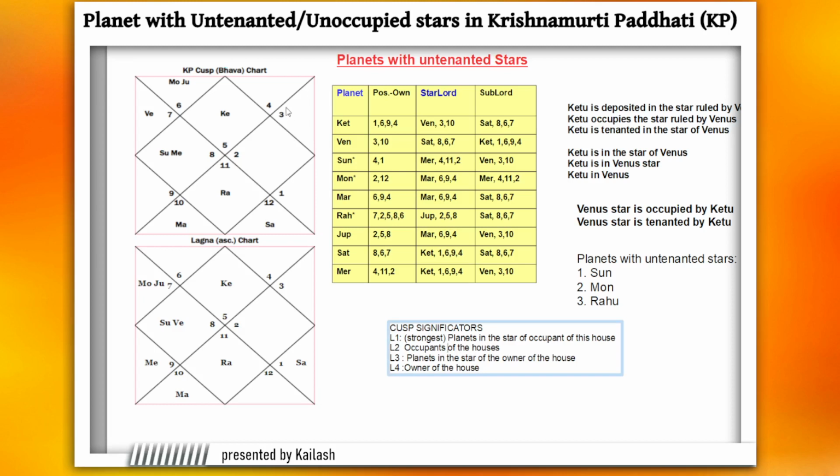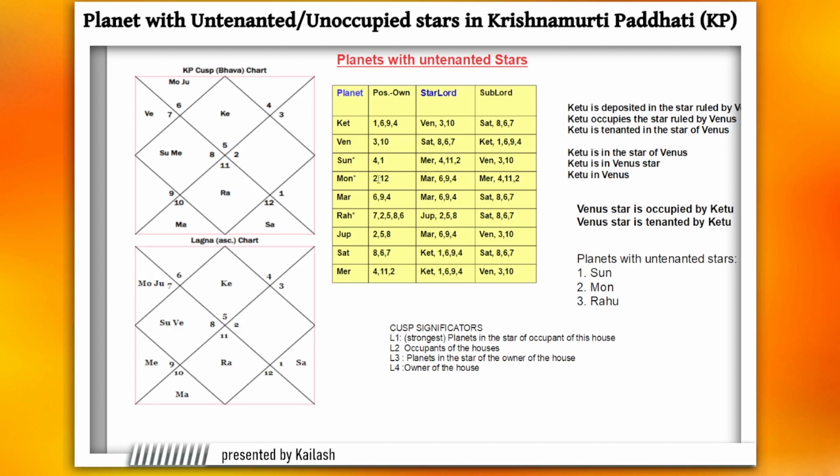Then you say occupant of the house. No planet is occupying the 12th cusp. Then you say planet in the star of the owner of the house. This is very important. When you look at the planet in the star of the owner of the house, that's moon, you find that moon is not appearing anywhere in the star lord column. So that basically means that the moon is untenanted. And finally then the owner of the house. So when you say planet in the star of the owner of the house, and if you don't find anything, then you say that moon itself is the significator of the 12th house.